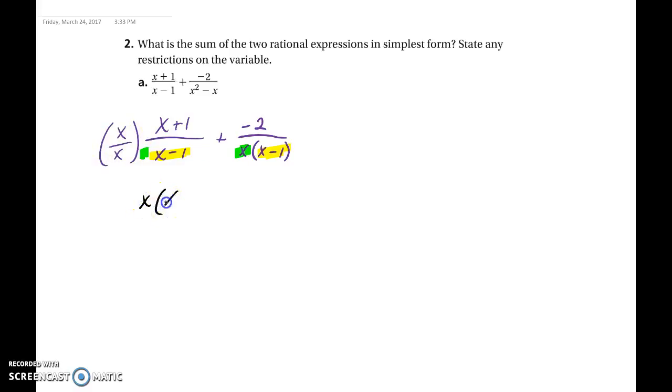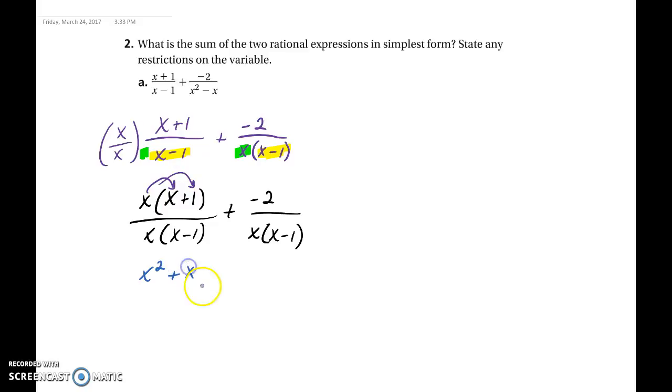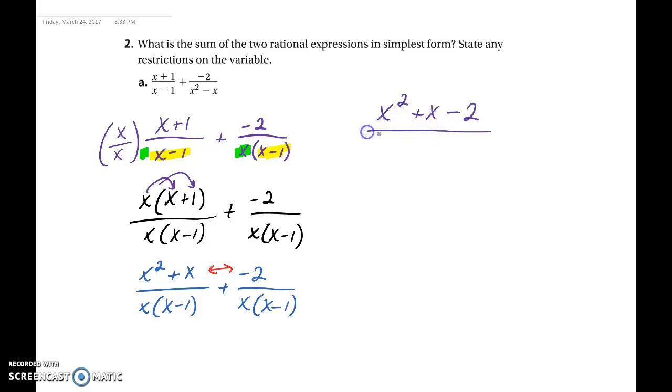So we get x times x plus 1 over x times x minus 1, plus negative 2 over x times x minus 1. We'll distribute the x in. So we get x squared plus x over x times x minus 1, plus negative 2 over x times x minus 1. So now that we have common denominators, we can go ahead and add across on our numerators. So we have x squared plus x minus 2 over x times x minus 1.